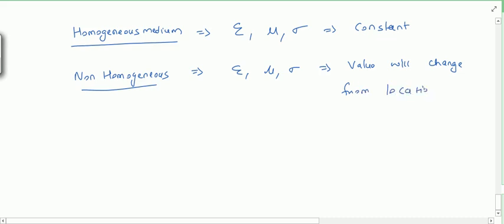At every point there will be different values for permeability, permittivity and conductivity. So basically we can say that epsilon, mu and sigma will be functions of x, y, z for a non-homogeneous medium. Now we will see one equation, that is the Poisson equation. It is used for solving for the potential and for finding the charge density.